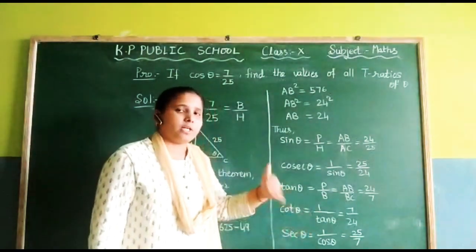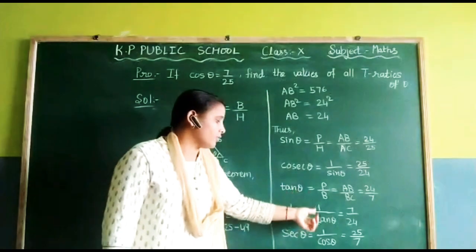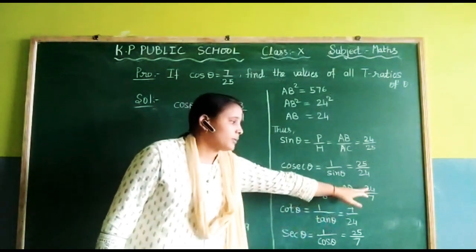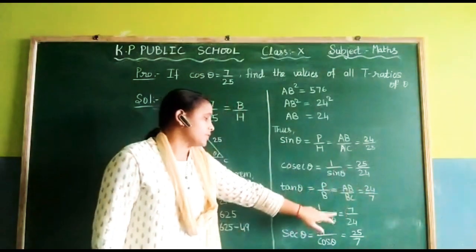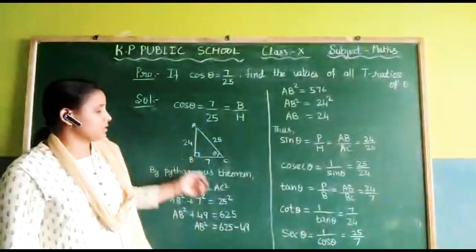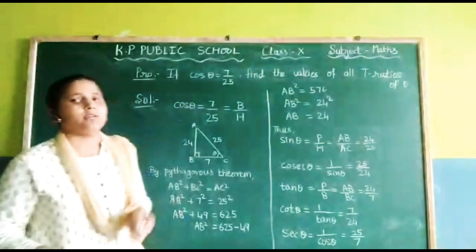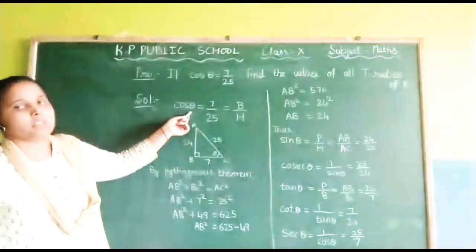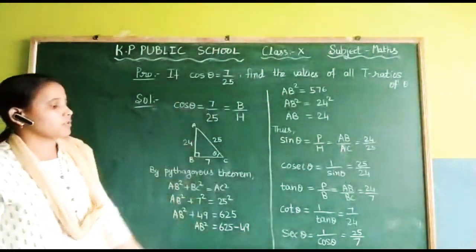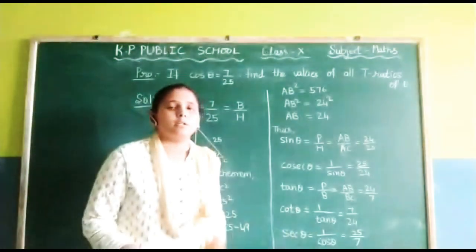Next is cot theta, that is the reciprocal of tan theta. So 1 by tan theta, that is 24 by 7. Its reciprocal will become 7 by 24. Next ratio is sec theta. Sec theta is the reciprocal of cos theta, and that we have been given in the question, that cos theta is equal to 7 by 25. So our last value is 25 by 7.